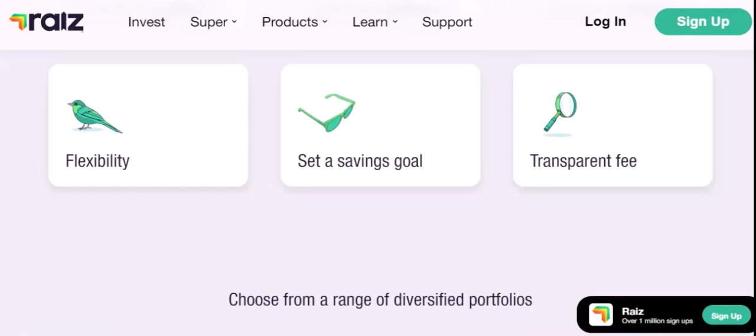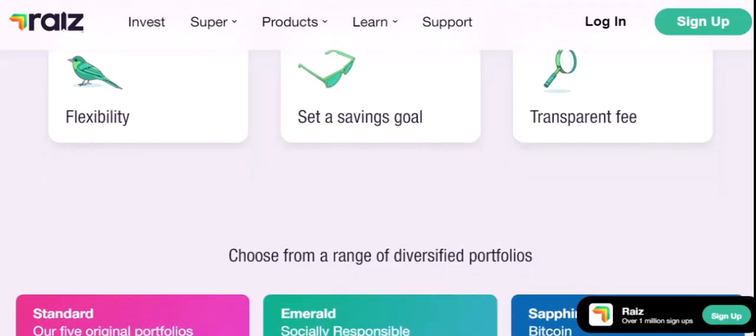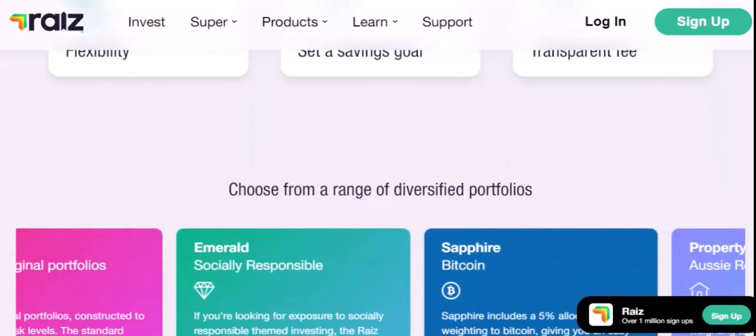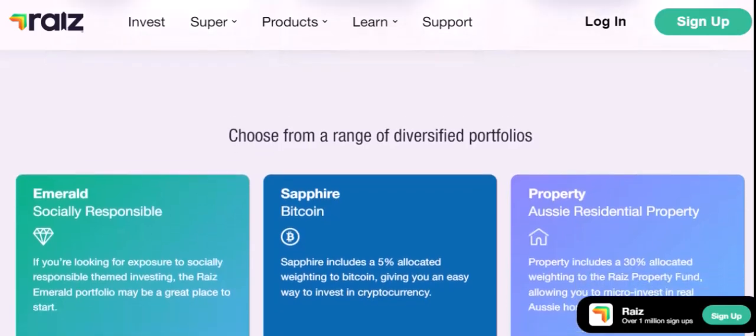Is Raiz right for you? So, is Raiz a good way to make money? The answer depends on your individual circumstances and goals. If you're looking for a simple, affordable way to start investing and benefit from the power of compound interest, Raiz could be a great option.